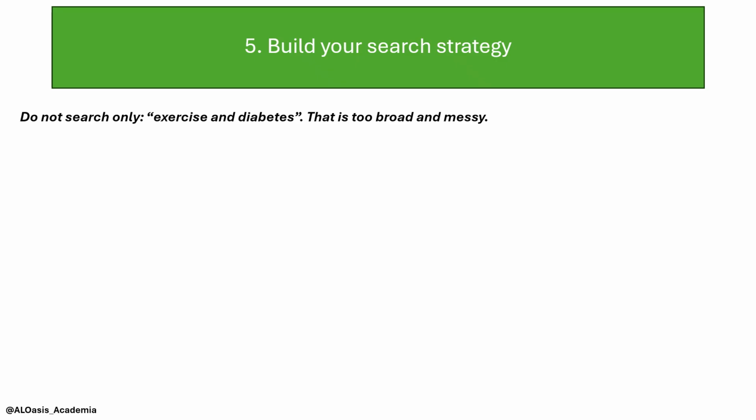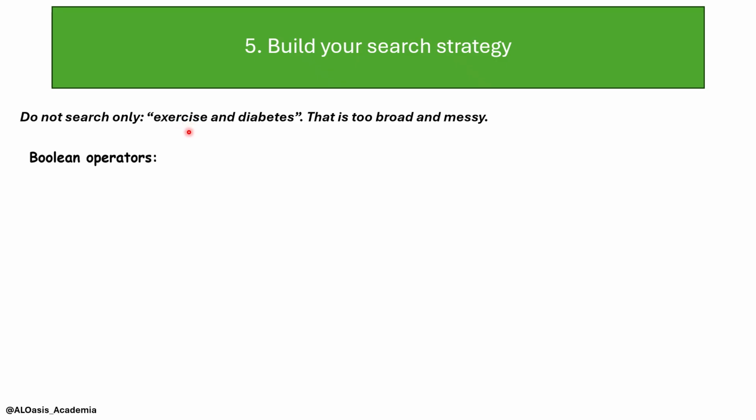So to be able to search for papers, you need to build a search strategy. So it's not something random. If you just go to Google Scholar or any other databases, and in the search bar, you just write exercise and diabetes, this is going to be too broad and messy, and you will get maybe even thousands of papers that are not very specific to answer your question. So using the right keywords when searching on the databases is very essential to get only the relevant papers, so you don't waste your time reading papers that are not relevant, and at the same time, you will have very high quality papers.